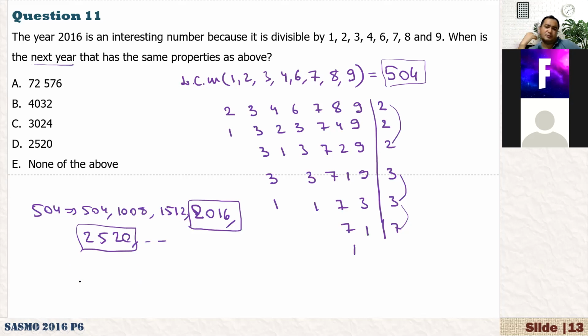Actually, it also has this property, right? This number is divisible by 1, 2, 3, 4, 6, 7, 8, and 9. So the question, when is the next year that has the same properties as above? That is 2520. Yeah. Okay. Yes, Mister. All right.